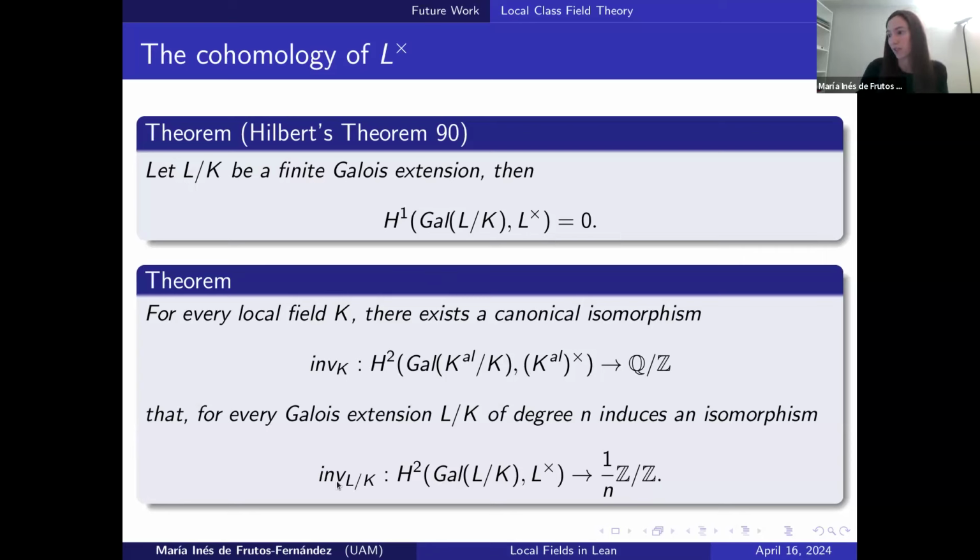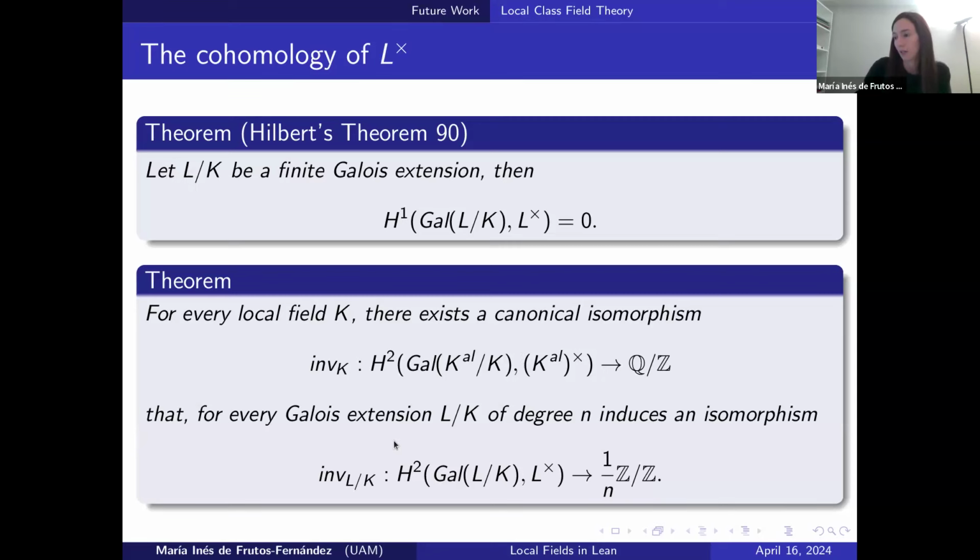But then we also need some information about the second cohomology group. So we want to show, and this is the theorem that we are focusing on at the moment, that for every local field K, there is a canonical isomorphism in K from this second degree cohomology group of the Galois group K^sep over K with coefficients in the units, to the quotient of Q by Z. And moreover, this isomorphism is compatible, again, with finite Galois extensions.